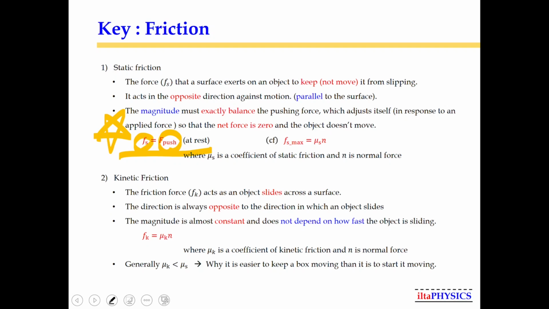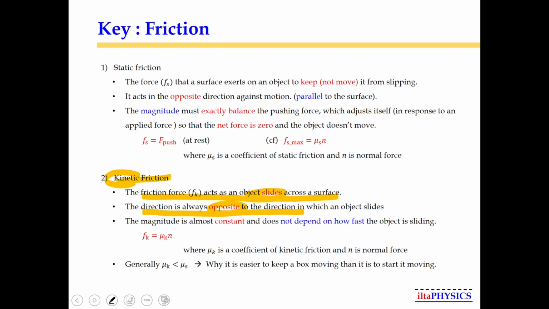However, there's a limit to this, which we call the maximum static friction. We calculate this by multiplying the coefficient of static friction by the normal force. Next, kinetic friction is the force acting when an object is sliding across a surface. It also acts in the opposite direction of motion, but unlike static friction, it isn't always equal to the applied force. Kinetic friction is proportional to the normal force and is determined by a constant value found by multiplying the coefficient of kinetic friction by the normal force.